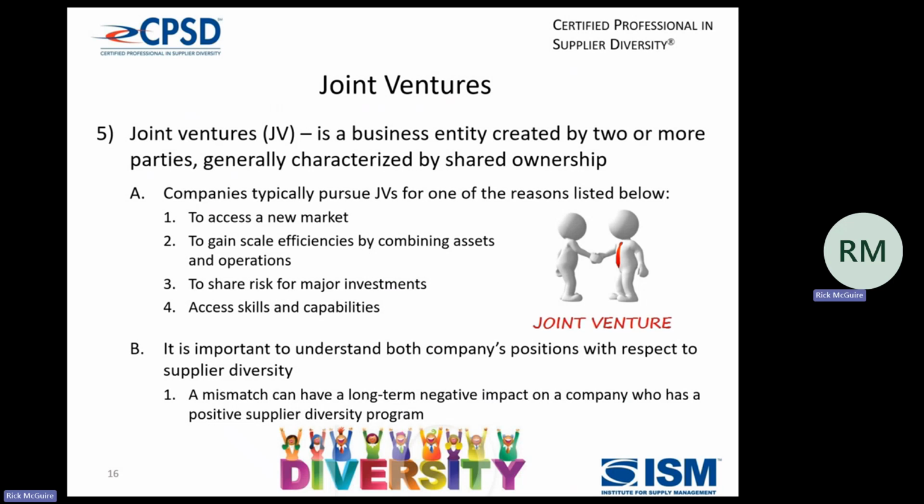Joint ventures is a business entity created by two or more parties, generally characterized by shared ownership. Companies typically pursue joint ventures for one of a few reasons listed below. Access a new market, gain scales of efficiency by combining assets, share risk for major investments, and access skills and capabilities. It's important to understand both companies' positions with respect to supplier diversity. A mismatch could have a long-term negative impact on a company who has a positive supplier diversity program. Got to get the right partner in a JV.